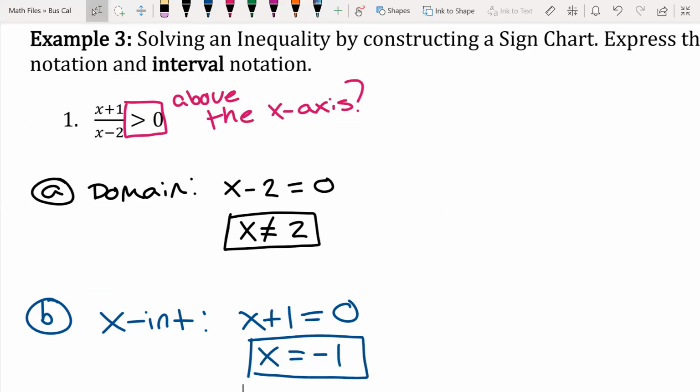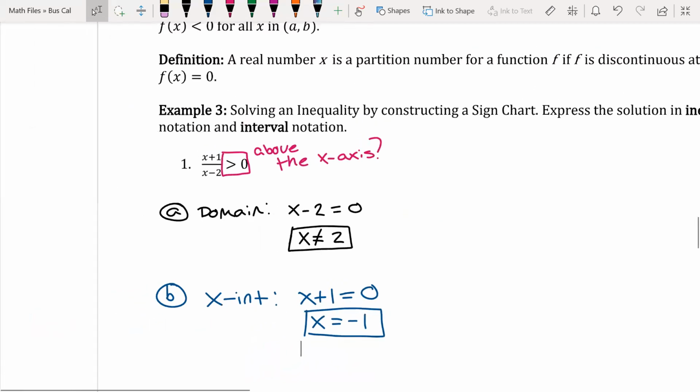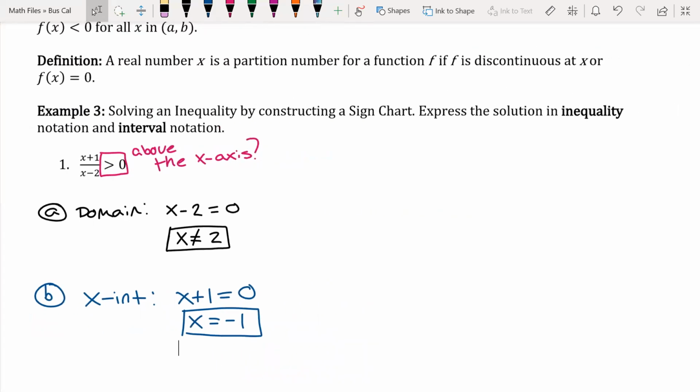I'll say it one more time, right? Domain comes from the denominator, x-intercepts come from the numerator. Okay, and let's go ahead and look back at that definition of a partition number. A partition number for a function f, if f is discontinuous at x, well, hey, look at that. If we are discontinuous at x, this function doesn't exist at 2. Therefore, x equals 2 is a partition number.